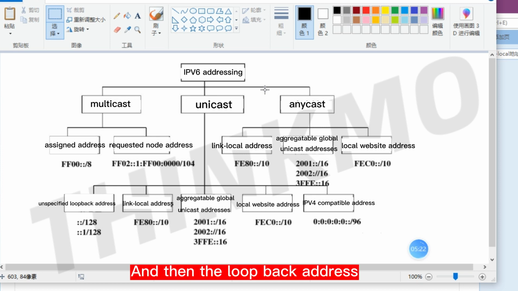And then the loopback address. It is equivalent to IPv4's 127.0.0.1 address. It is only available for the local network card. This data cannot be sent out of the NIC. The address cannot be the source address or the destination address of a packet on the network. Then there is the link local address. The address begins with FE80, where the first 10 bits are fixed, in binary.